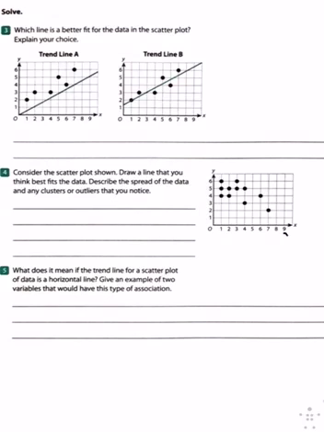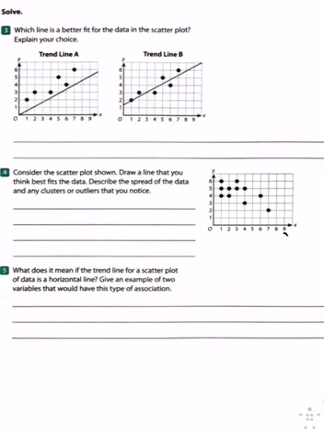Number 3, which line is a better fit for the data in the scatter plot? Explain your choice. So I would pick trend line B because it is closer to the middle of all data points. It has the same number of data points above and below the line.